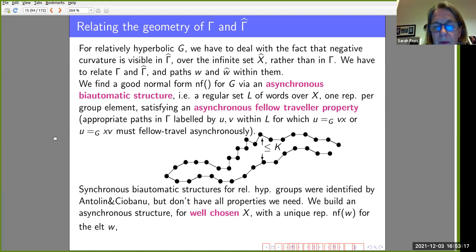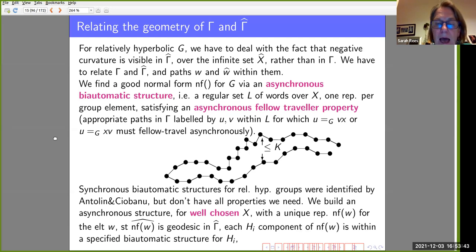And so we actually needed an automatic structure where we didn't need the normal form for an element to be geodesic, but we needed the derived word of something in normal form to be geodesic in the enlarged Cayley graph, the Cayley graph over the larger set. Okay. And we also needed subwords to work quite well. So we needed the components. Remember, those are the bits in the subgroups. We needed those subwords of words in normal form that were within the free abelian subgroups. We needed them to be very nice looking.